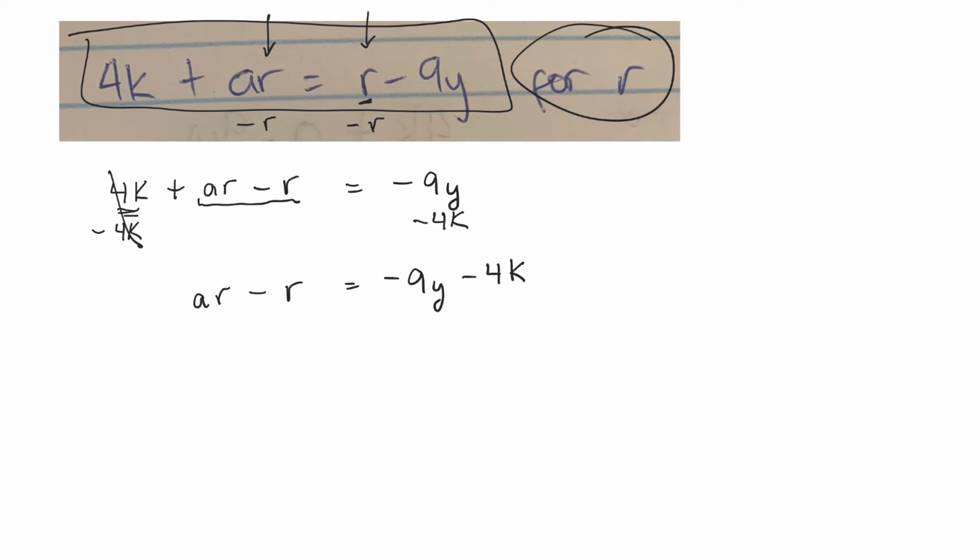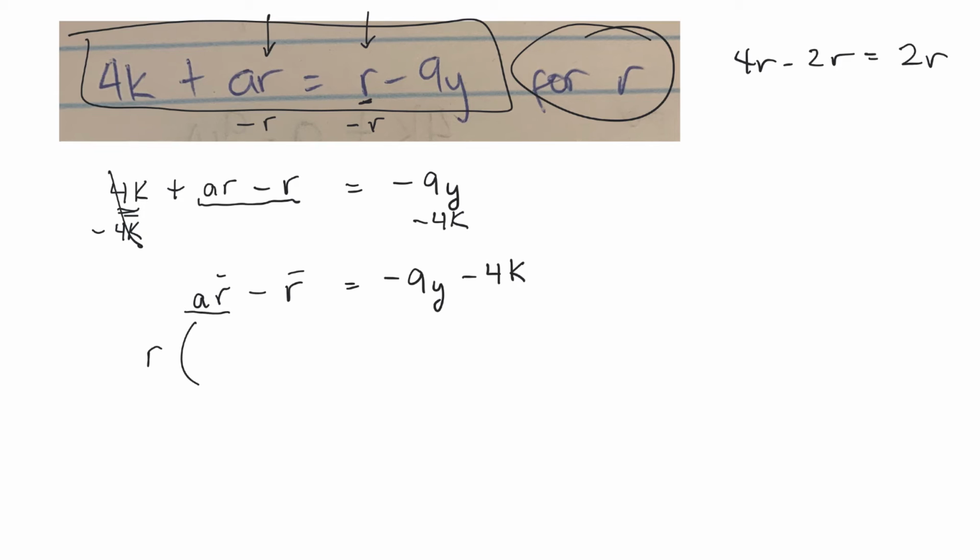Okay, now I have to combine those r's somehow. Like if it was just, let's say, 4r minus 2r, I could just subtract them and get 2r, right? But here, it's like ar minus 1r. So a trick that you can do to combine those is you factor, because each term has an r in it. So I can factor an r out.